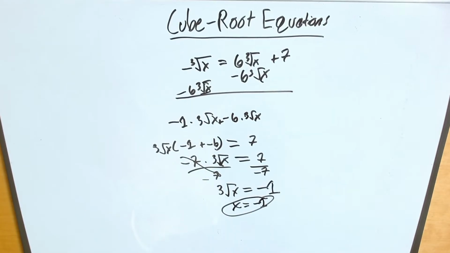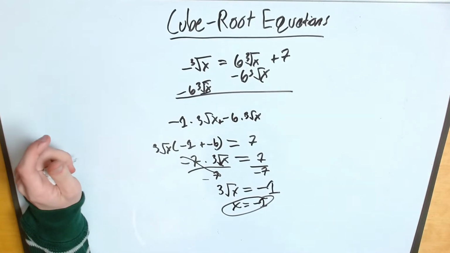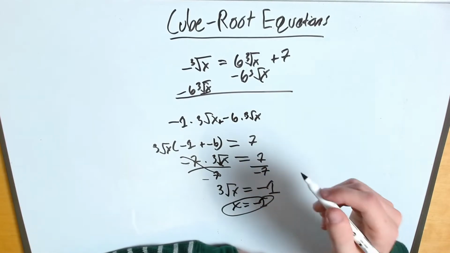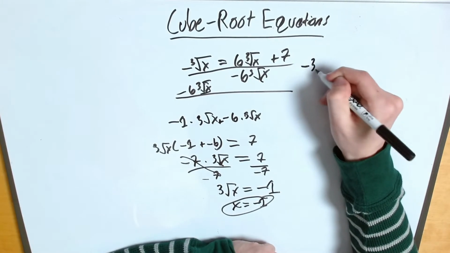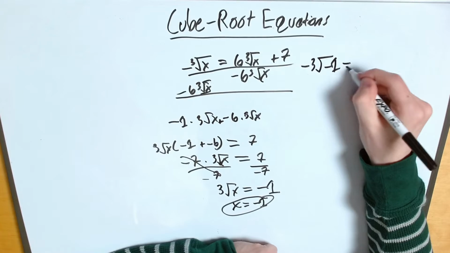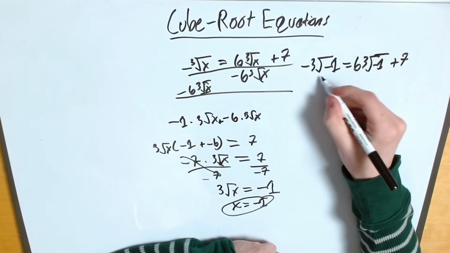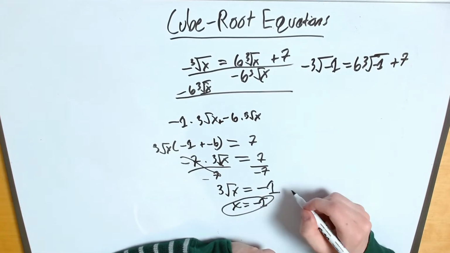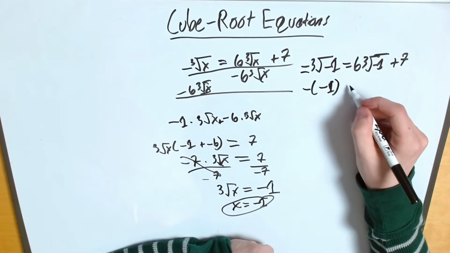However, since I'm dealing with cube roots, or any form of roots, I have to be careful that my answer is not extraneous. If you don't know what extraneous solutions are, please watch my video on extraneous solutions and equations, link below. So I'm going to plug this back into our original equation. I have the negative cube root of negative 1 equals 6 times the cube root of negative 1 plus 7. The cube root of negative 1, we established earlier, is negative 1. But we have this extra negative sign, so it's actually negative negative 1.